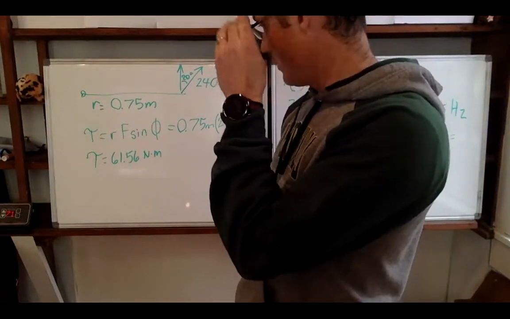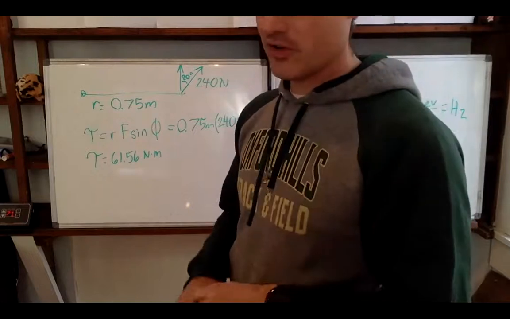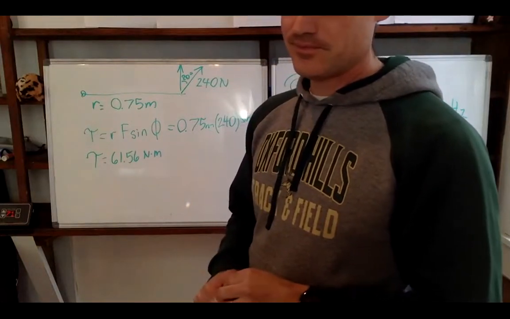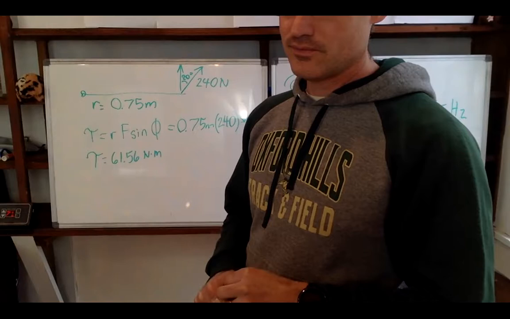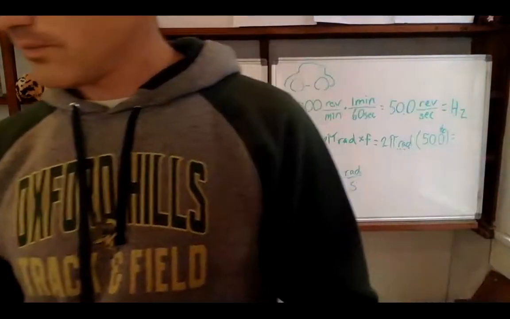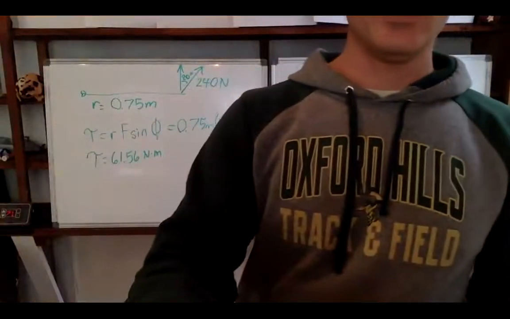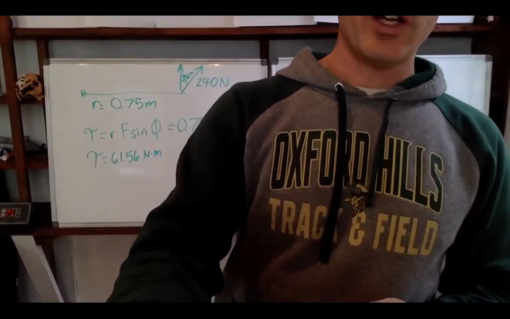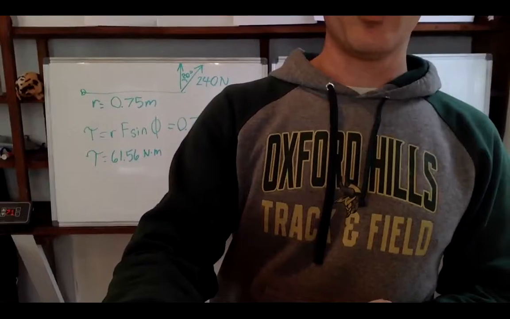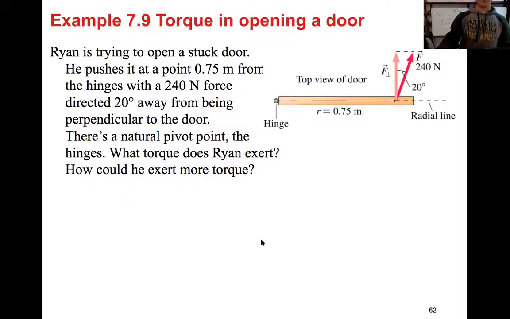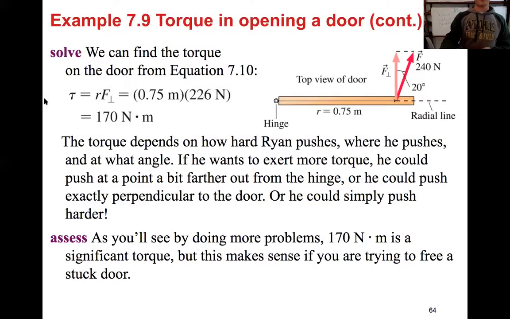Which sounds pretty reasonable considering what is going on for that position. So that's quite a lot of torque for trying to get, but the door is stuck. Normally a door would just swing open really easily, but presumably it's stuck. So we've got to push it harder.